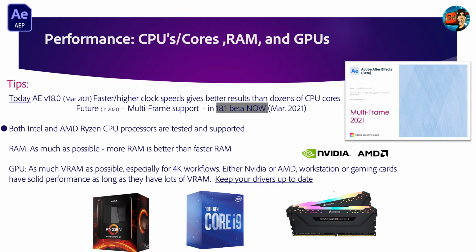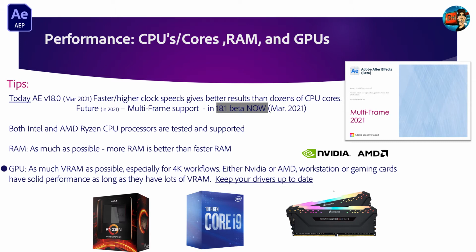Also good to point out that we do test and support both Intel and AMD Ryzen CPUs, but the most important thing to understand about After Effects when it comes to configuration is RAM. You want as much as possible. More RAM is better than faster RAM.